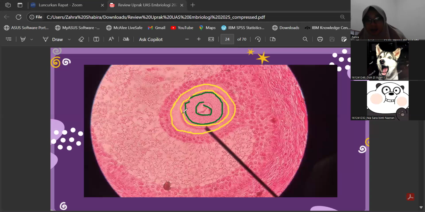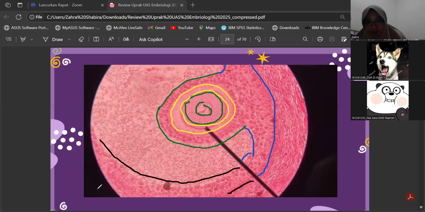This yellow line that I drew over here, this is zona pellucida. Zona pellucida. And then outside of it is corona radiata. Corona radiata. Then the next after that, theca interna, theca externa. And then the cavity is antrum.